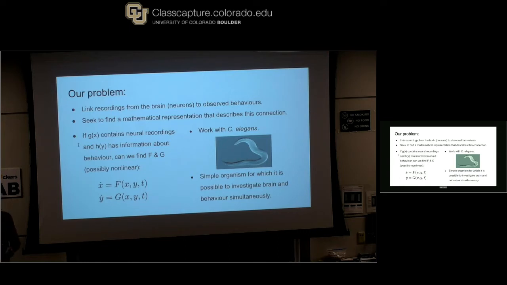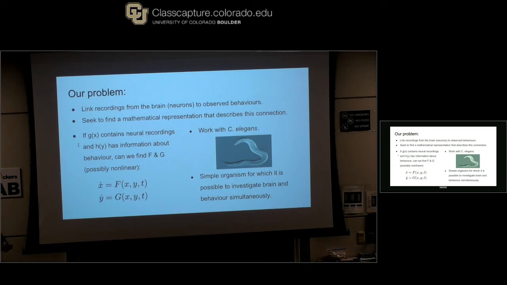And then what we're going to do is write down two coupled differential equations for x and y, which are here. So x dot is just some function of x, y, and time, ditto for y dot. So that's all well and good. Basically, what we want to do is find f and g.